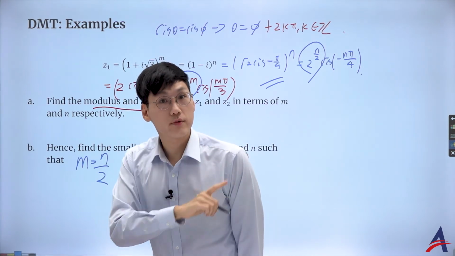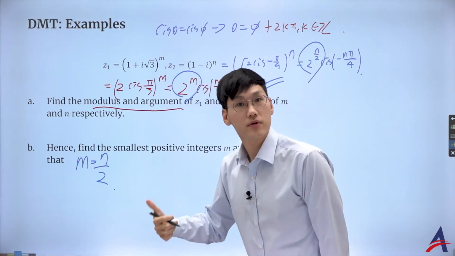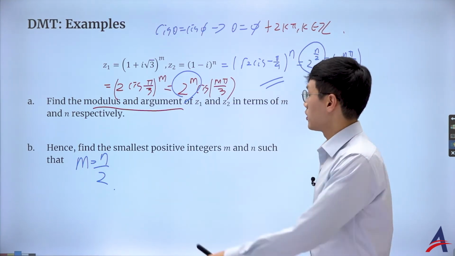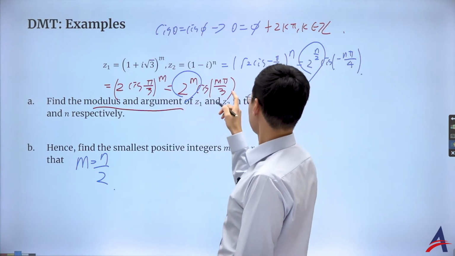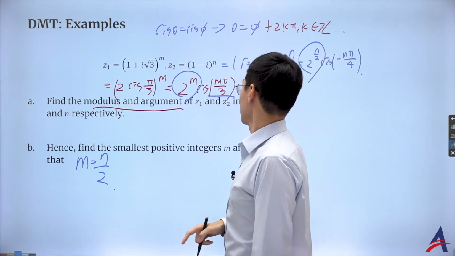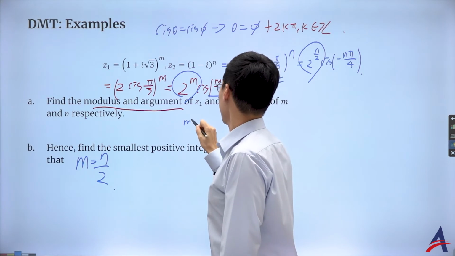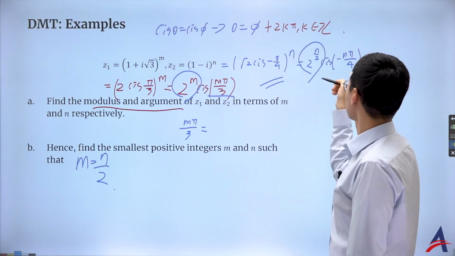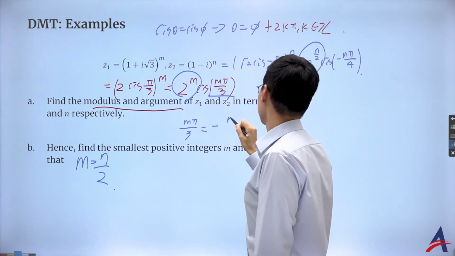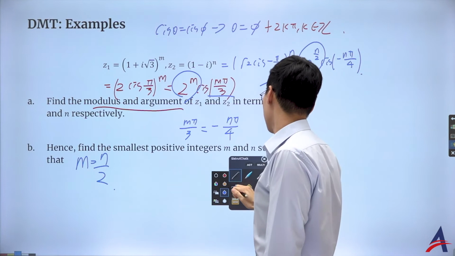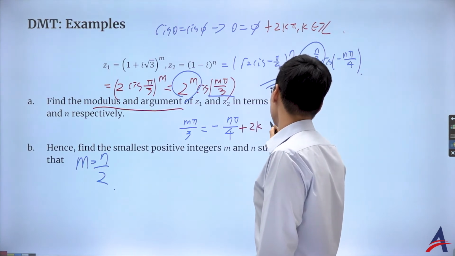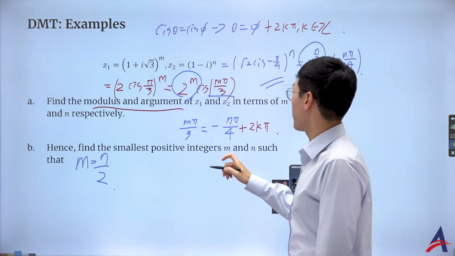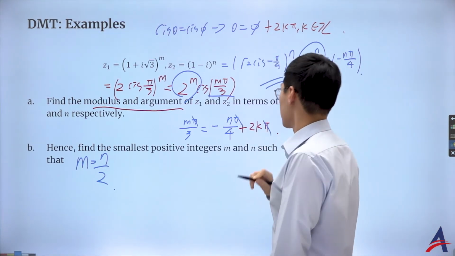And for the argument, I need to think about the period, the 2k pi. It's going to be the same if you just rotate by 1 or 2 rounds. So I'm going to let this argument, for example z1, be m pi over 3. That argument should be the same as the argument of the second one, which is negative n pi over 4 plus the period 2k pi. Is what I've got, right? So that is great. Then I'm going to get rid of the pi, just to simplify.